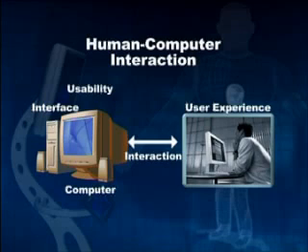Humans, users, interact with computers through an interface. Now there are two kinds of interfaces. You can have hardware interfaces. You can also have software interfaces. We will primarily be concerned with the software interfaces. Anyway, an interface can have many attributes. And one of the attributes of an interface is usability.